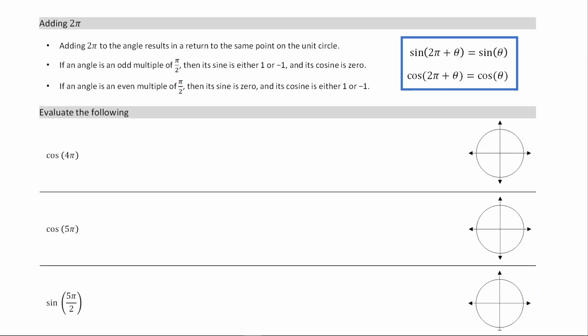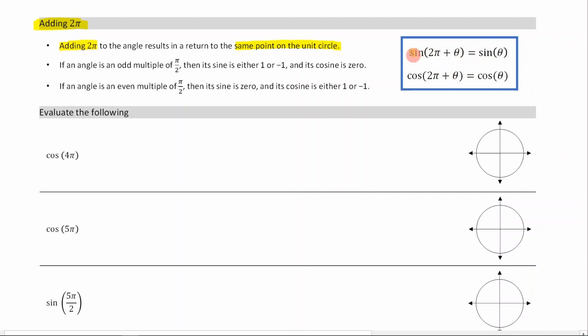Welcome. So this is the second part of this lesson, and we're going to be talking about what happens when we add 2 pi. Adding 2 pi to an angle results in a return to the same point on the unit circle. So based on that, we can say these two things.